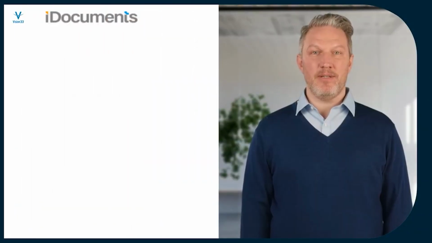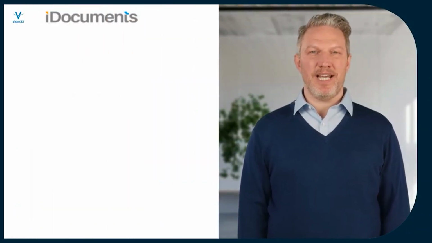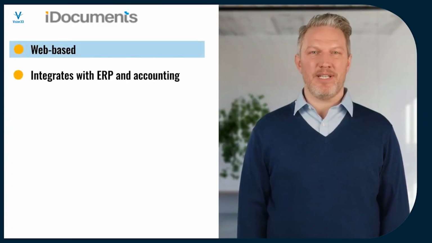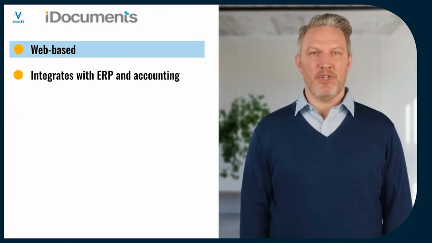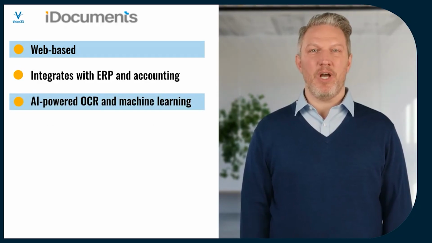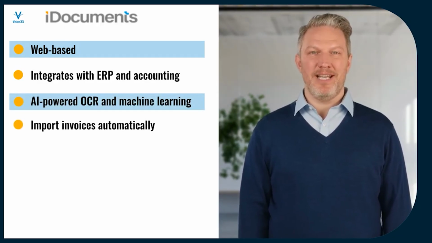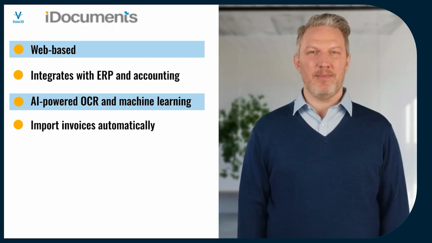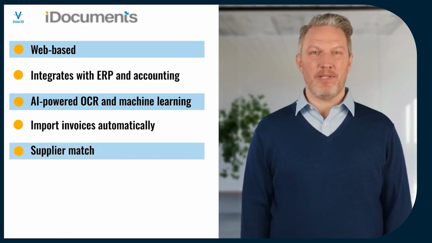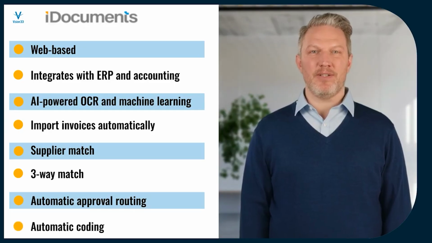But before I start the demo, let me provide some context. iDocuments AP automation is web-based and integrates seamlessly with ERP and accounting software. It uses AI-powered OCR and machine learning to automatically import invoices received via email and extract details down to the line level. iDocuments uses a variety of identifiers to identify the supplier and attach the invoice to the supplier record. Additionally, an automated three-way match links the invoice to its purchase order and goods receipt. When the three-way match is successful, invoices are automatically routed for approval. GL and analysis codes are applied before transactions are posted to your ledger. Let's hop into the product and take a look.